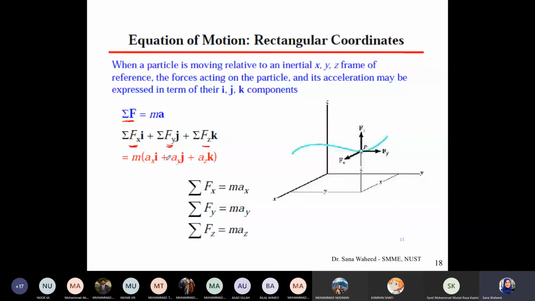Similarly, I can also break down or consider the components of the acceleration in the x, y, and z direction, such that now when I'm looking at this vector equation, only the forces in the x direction will be influencing the acceleration in the x direction. Only the forces in the y direction will be influencing the acceleration in the y direction, and so on. Right? That means from this vector equation I get 3 scalar equations.